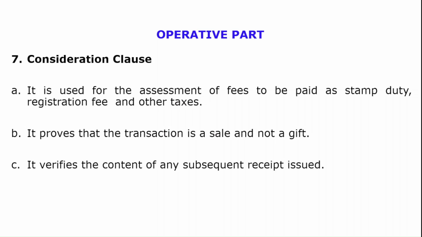Now, another function is that it verifies the content of any subsequent receipt that is issued. For example, as we're going to see when we look at how to draft the consideration clause, since the consideration clause has clearly stated that Chief Adeola is paying 400 million naira, if Jumoke Kehinde decides to issue a separate receipt to Chief Adeola, what should be there is also 400 million. So it simply helps to verify the content of any subsequent receipt that is issued. So let's look at how to draft the consideration clause.